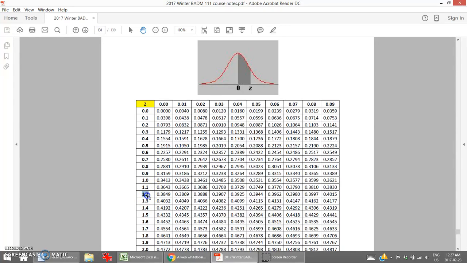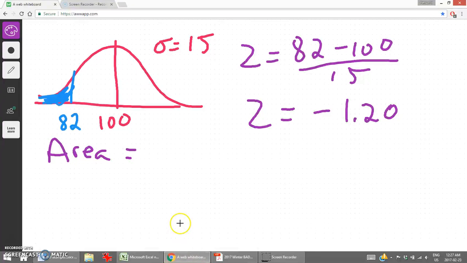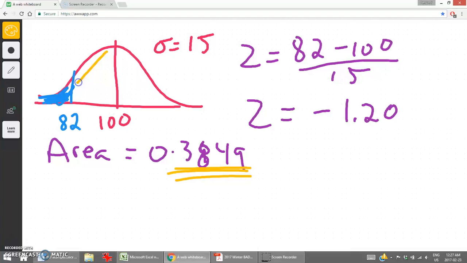There is 1.2 right there, and there is 0. So the area is 0.3849. Oops, I'm sorry, 0.3849. So this area here, let's indicate it in yellow, is this section.